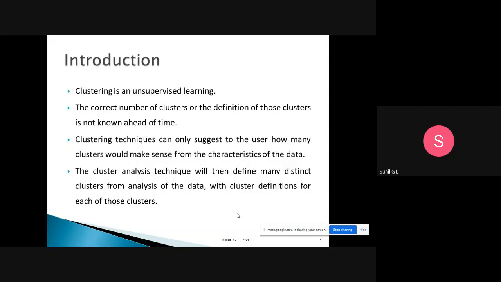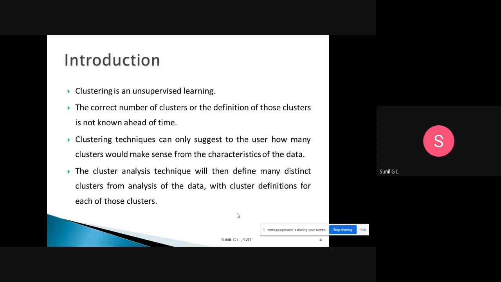Why is clustering unsupervised learning? We don't know the labels. We have a group of fruits, but we don't know the names of the fruits. We are just grouping the fruits based on their shapes. So we don't know the names of the fruits, and that is why we call it an unsupervised learning technique. It means we don't have labeled data, we don't know the names of the attributes. That is nothing but an unsupervised learning technique.